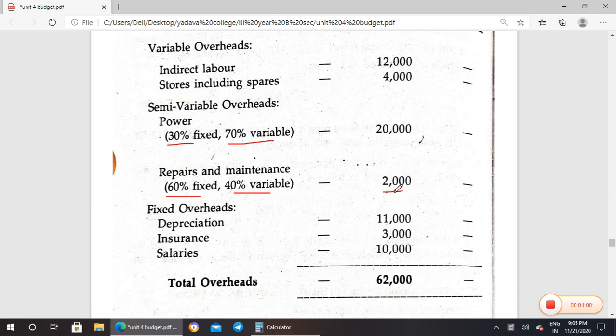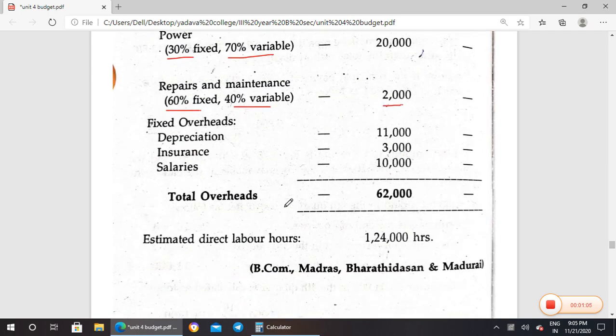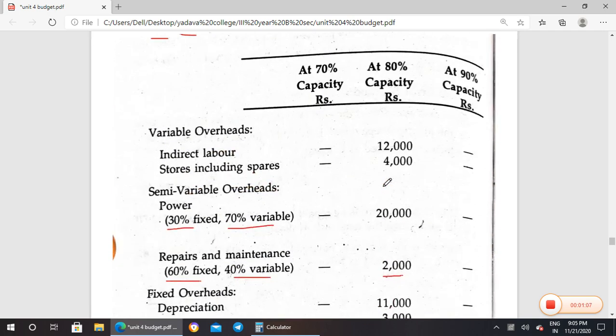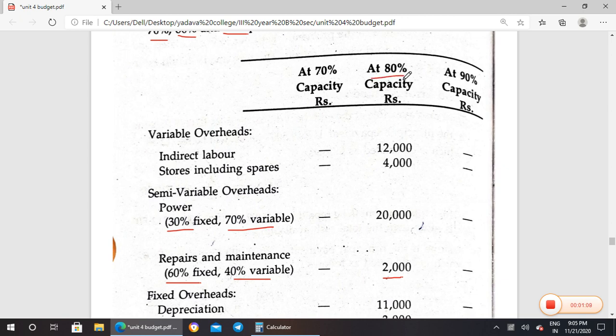So fixed overheads cannot be changed. 11,000, 3,000, 10,000. So total overheads is 62,000. They have given only for 80%. We have to find for 70% and 90%. How will the overheads be at 70% and at 90%? How do we have to calculate it?